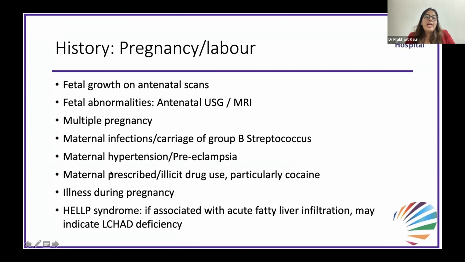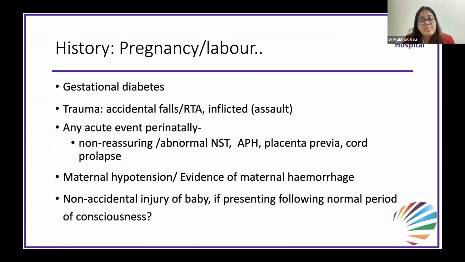chronic fetal hypoxia. Any use of maternal prescribed as well as illicit drugs is important to know. Any illnesses during pregnancy, maternal HELLP syndrome, in case it is associated with acute fatty infiltration, may indicate LCHAD deficiency, or long-chain hydroxyacyl dehydrogenase deficiency. Again, gestational diabetes can predispose to postnatal hypoglycemia. Any traumas to the mother, accidental falls, road traffic accidents, or assaults, especially in the perinatal period, can result in compromise of fetal blood flow, and can again result in ischemia and encephalopathy.